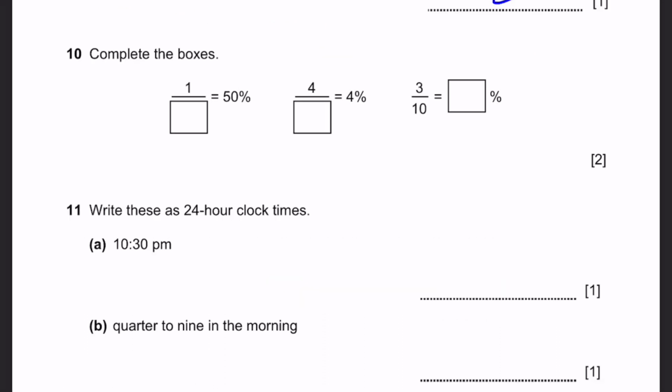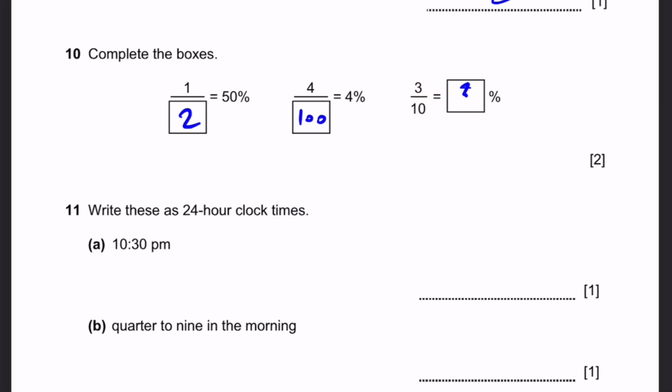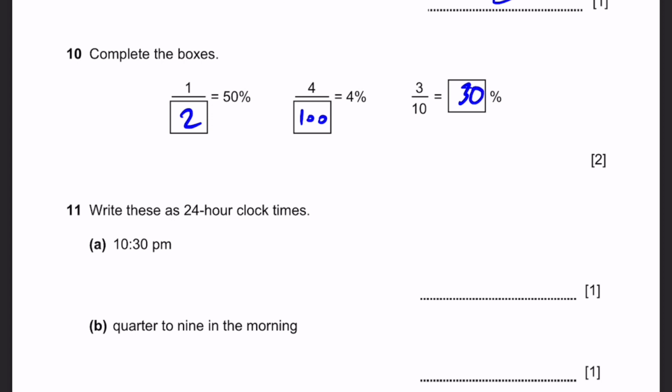Question 10. Complete the boxes. 1 by dash is equal to 50%. 50% is simply 0.5 or 1 by 2. So we can write 1 by 2. 4 by dash is equal to 4%. 4% can be written as 4 by 100, so it is 100 in the denominator. 3 by 10 equals dash percent. We need to write this with denominator 100. So if you multiply both sides by 10, we get 30 by 100, which means 30%. That's the answer.